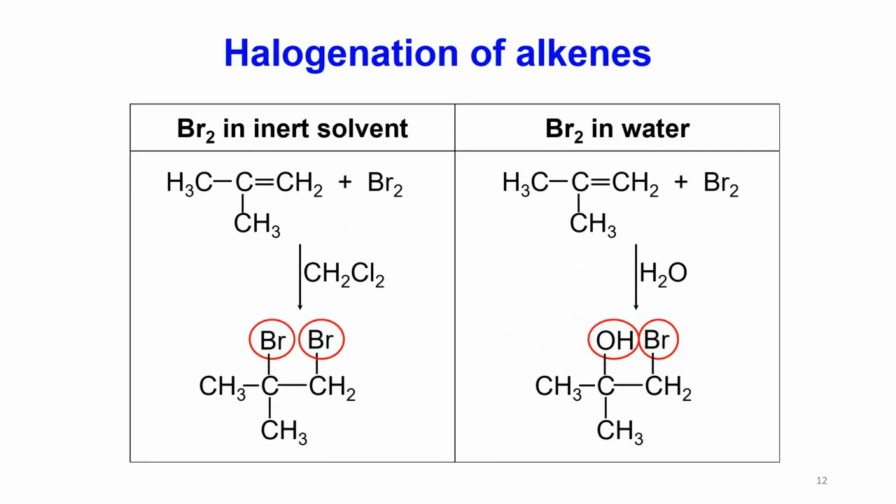Here we can see the differences. Halogenation of alkene in inert solvent and in water. If in inert solvent, both halogens will add to the carbon-carbon double bond, while in water, the halogen will add to the carbon that has the greater number of hydrogens, and the hydroxyl will add to the other carbon.